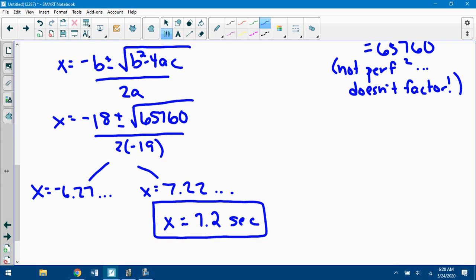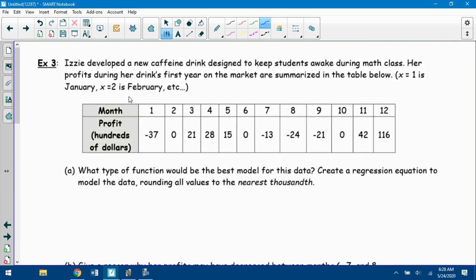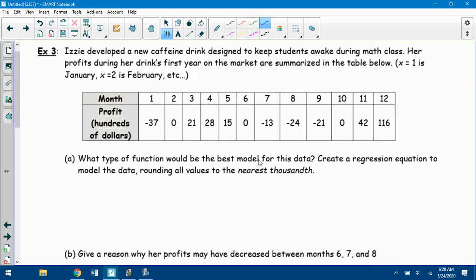All right, last page. Izzy developed a new caffeine drink designed to keep students awake during math class. Her profits during her drink's first year on the market are summarized in the table below. What type of function would be best to model this data? Create a regression equation to model, rounding all values to the nearest thousandth.